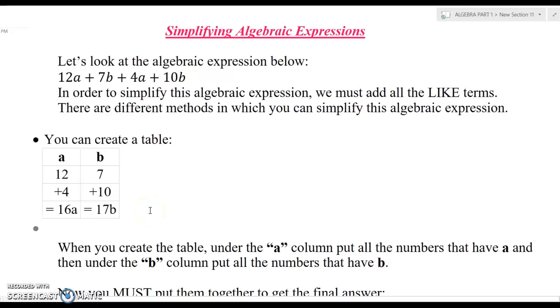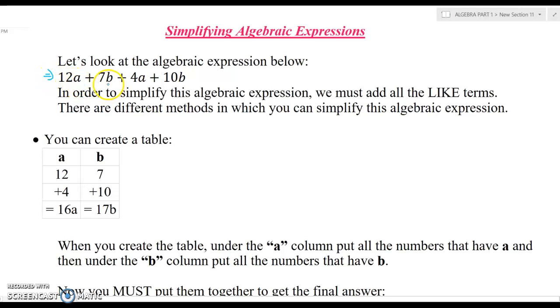Hi, today's video we'll be looking at simplifying algebraic expressions. So let's look at the algebraic expression below. Remember we looked at what is an algebraic expression in the last video. Right, so here we have an algebraic expression: 12a plus 7b plus 4a plus 10b. In order to simplify this algebraic expression, we must add all the like terms.